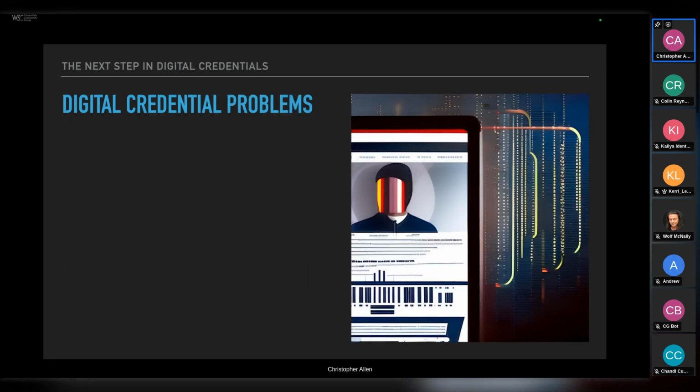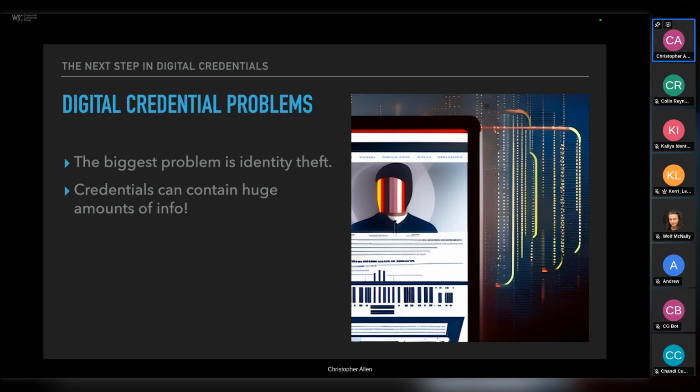So what are the problems of digital credentials? Well, obviously, an important one is identity theft. You get 3 points of data about somebody, and you're well on the path of understanding who they are, what are their weaknesses, what are their strengths, et cetera. So we're always trying to minimize this.